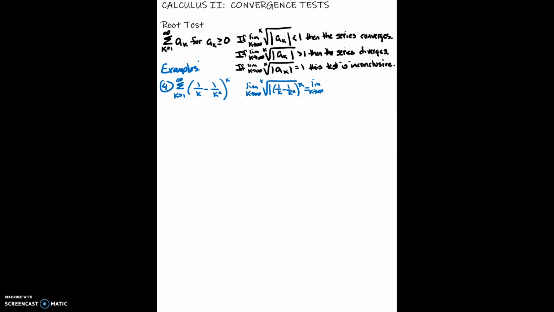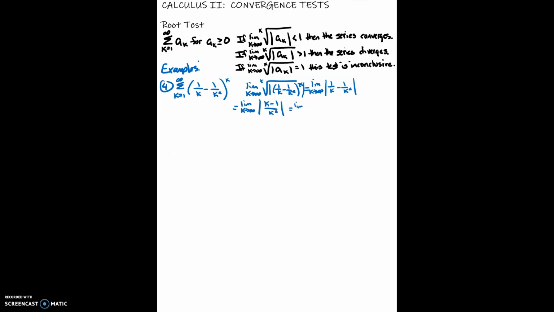Let's see. The limit as k goes to infinity, don't forget to write that limit notation every time, of the absolute value of 1/k − 1/k². Okay, to take this limit, I think it'd be really nice if we could put all this together. Let me get a common denominator between those two. So we have (k − 1)/k².